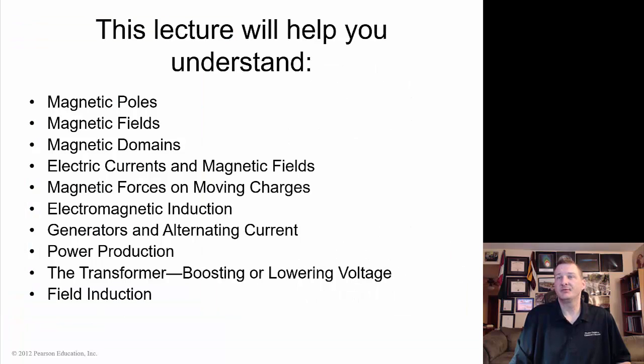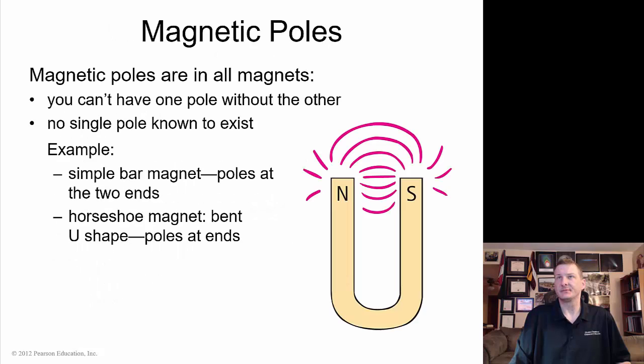So in this lecture, we're going to help you understand magnetic poles and fields and domains. We'll get into that in a minute. And electrical currents and magnetic fields and how they're related. Magnetic forces on a moving charge. Electromagnetic induction. Generators and AC, or alternating current, power production, what the transformer does in boosting or lowering voltage, and field induction. So we're starting to get into some more modern physics here.